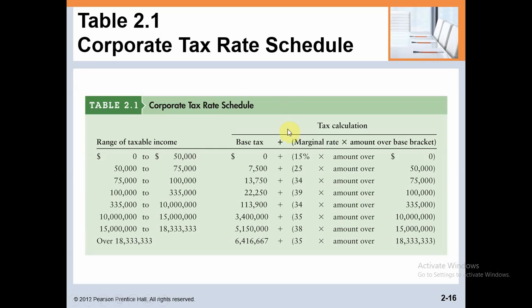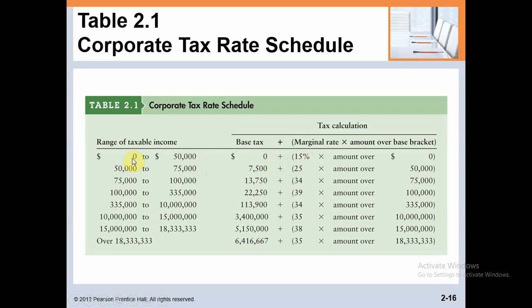Here is just a simple sample of a corporate tax rate schedule, showing how corporate income is taxed. Let's suppose we take an example. Here are the ranges of income, we can also say the bands of income, from 0 to 50,000. On this income there is no base tax, and if the company has 50,000 of income, their tax will be calculated at 15%.